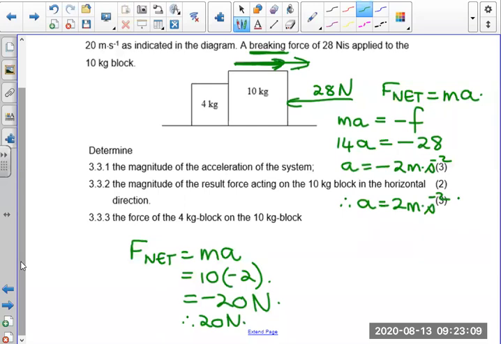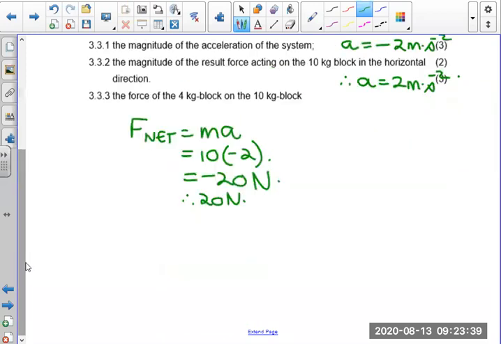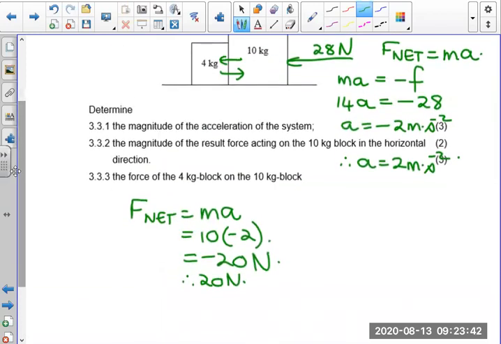Then 3.3.3, the force of the 4 kilogram block on the 10 kilogram block. As this object is moving in that direction, I know the force that the 4 kilogram block has on the 10 kilogram block is going to be exactly the same as the force that the 10 kilogram block has on the 4 kilogram block. So when I work this out, let's quickly check, because it's going to be almost the same as when I have a tension between the two, but now it's just a force.